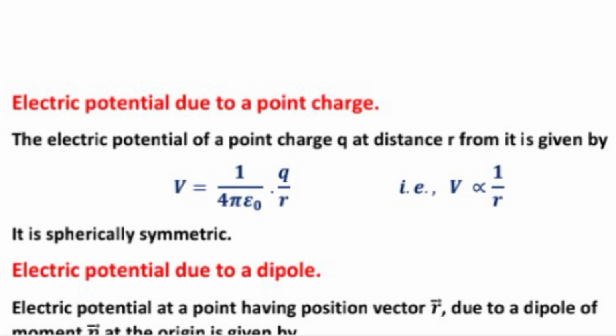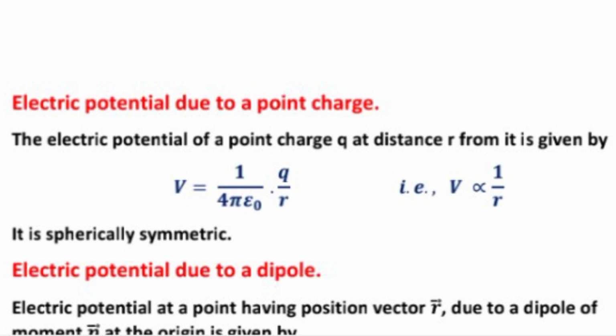Electric potential due to a point charge. The electric potential of a point charge Q at distance r from it is given by V = 1/(4πε0) Q/r, or V is directly proportional to 1/r. It is spherically symmetric.